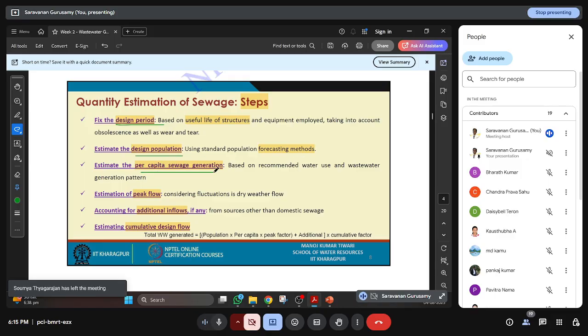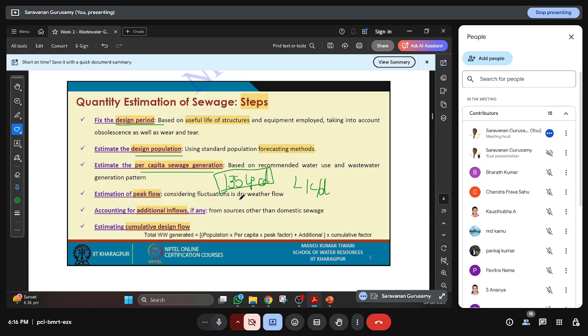Third one is per capita waste generation. If I know there will be 1,000 people today, and after 15 years there will be 2,500 people, what is their per capita generation? Per person will generate this much quantity. Example, 135 liters per capita per day. So that is our standard. This much liters a person will generate per day. Liter per capita per day, you understood? That is the unit of the wastewater generation.